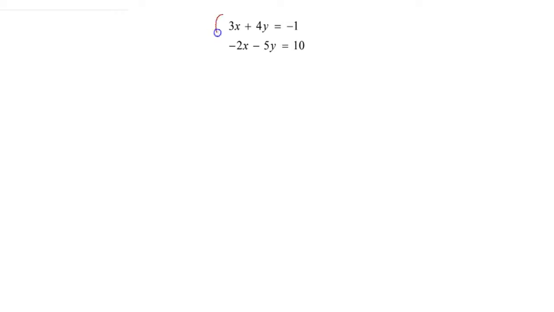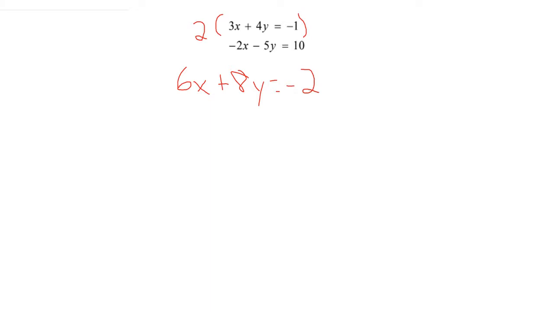Up top to my top equation, if I want 3x to become a 6x, I multiply it by 2. And I'm multiplying the entire equation by 2. So I've got 6x plus 8y equals negative 2.